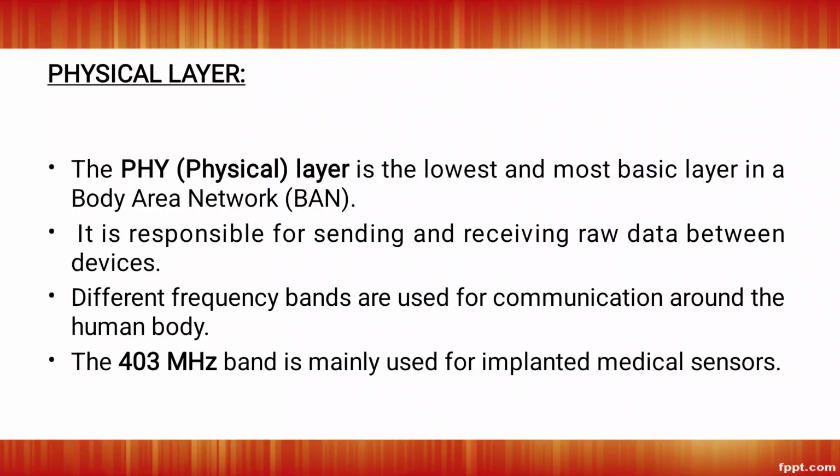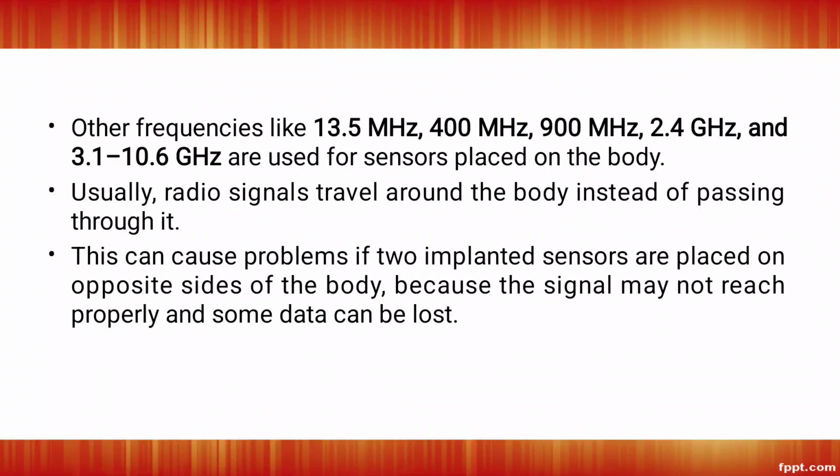Different frequency bands are used for communication around the human body. The 403 MHz band is mainly used for implanted medical sensors. Other frequencies like 13.5 MHz, 400 MHz, 900 MHz, 2.4 GHz and 3.1 to 10.6 GHz are used for sensors placed on the body. Usually radio signals travel around the body instead of passing through it. This can cause problems if two implanted sensors are placed on opposite sides of the body, because the signal may not reach properly and some data can be lost.